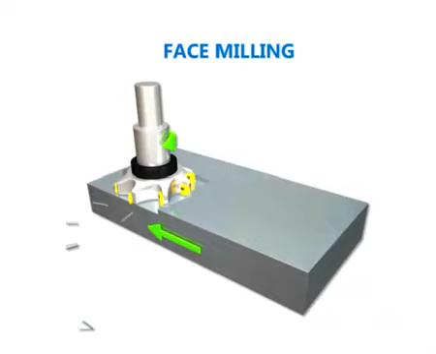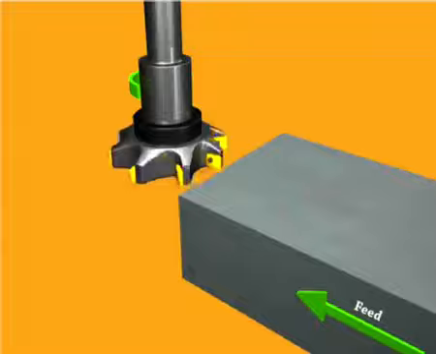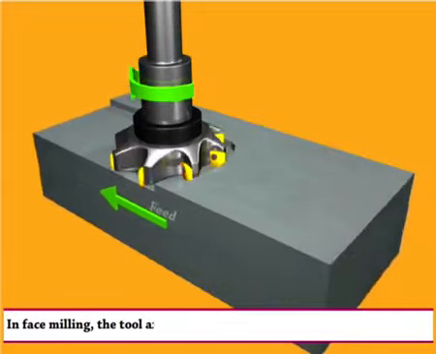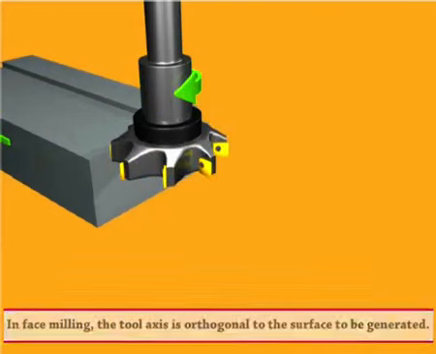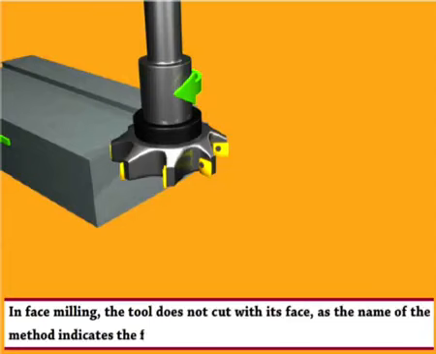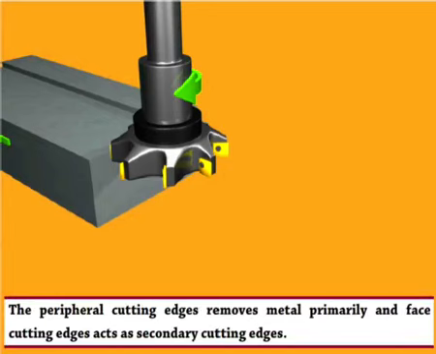Face milling. Face milling cutter. Workpiece. In face milling, the tool axis is orthogonal to the surface to be generated. In face milling, the tool does not cut with its face, as the name of the method, face milling, might indicate. The peripheral cutting edges remove metal primarily and the face cutting edges act as secondary cutting edges.